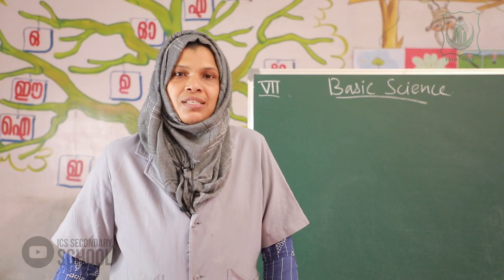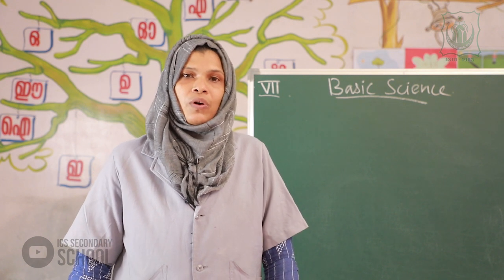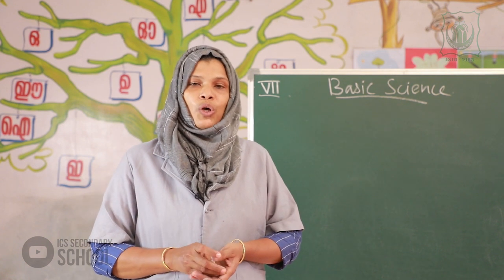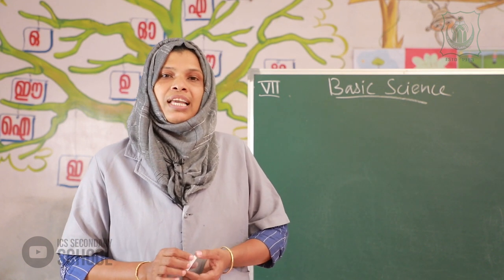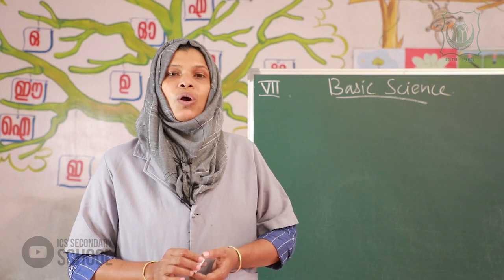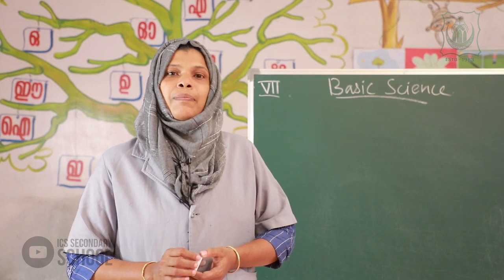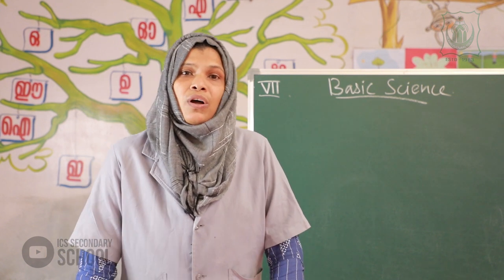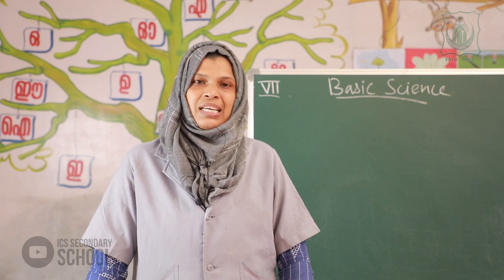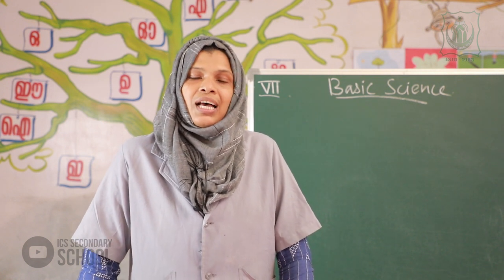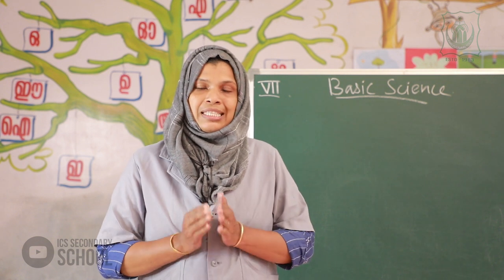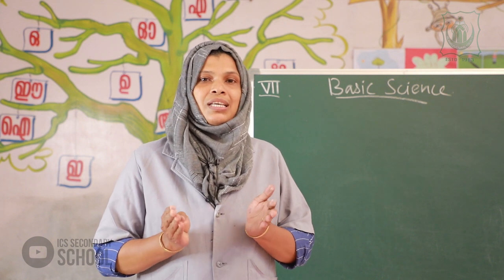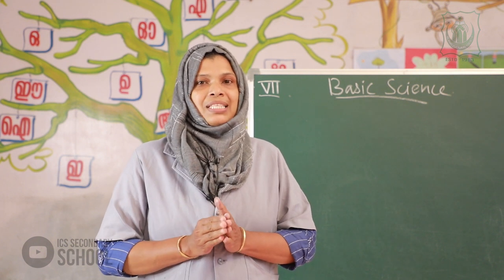Hello my dear students. Last class we discussed different types of mirrors. What are the different types of mirrors? Plane mirror, concave mirror, convex mirror, and you have also studied their properties and uses. The image in a convex mirror is very small, and in a concave mirror the image is bigger. In a plane mirror, the size of the image is the same as that of the object.